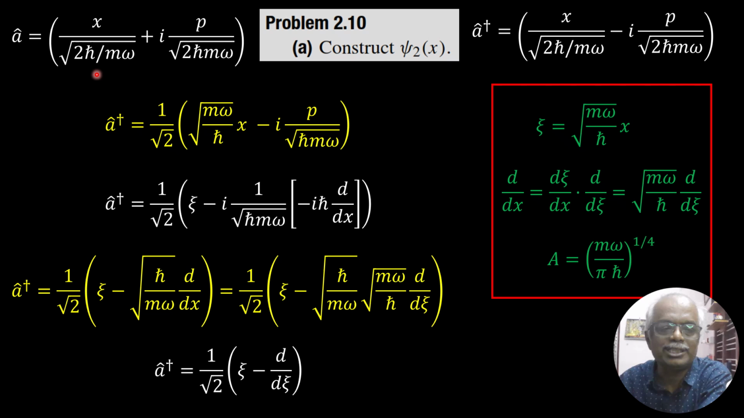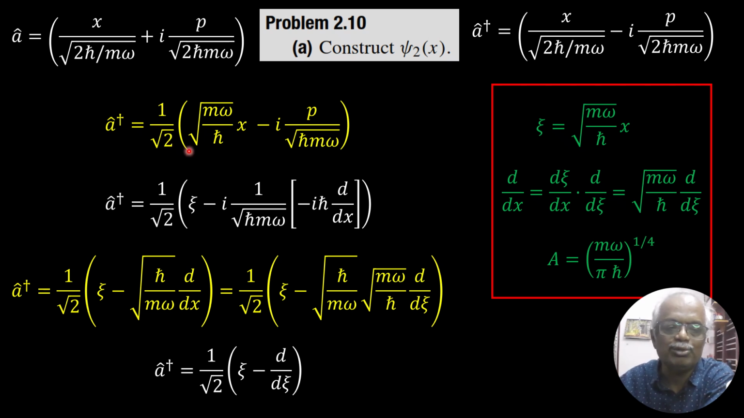Both terms are dimensionless quantities. That is, the square root of ħ over mω has the dimension of length, and the square root of ħmω has the dimension of momentum. So now, in order to find ψ₂, the second excited state, you need a creation operator, that is, you have to increase the step by 1. So A dagger, you take 1 over square root 2. That also I have explained. This is for a mathematical reason I am introducing the 2.